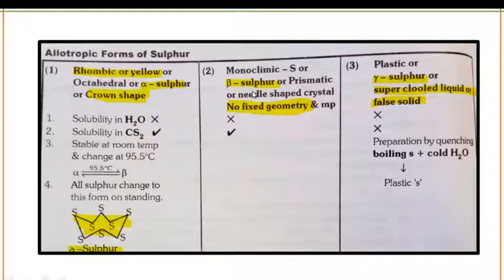Next is the monoclinic or beta sulfur. It has no fixed geometry. And gamma sulfur is known as false solid, or supercooled liquid. When you talk about solubility in water and CS2, alpha sulfur and beta sulfur do not show any solubility in water, while they both show solubility in CS2. And in the case of gamma sulfur, it does not show any solubility in H2O and also not in CS2. So this was all about the allotropic forms of sulfur.